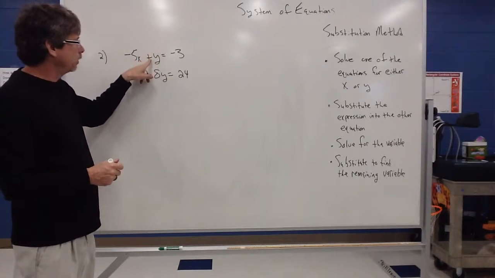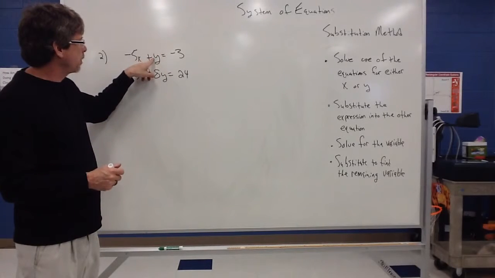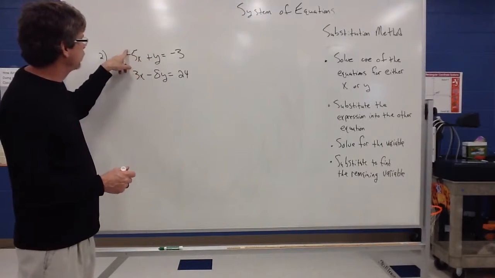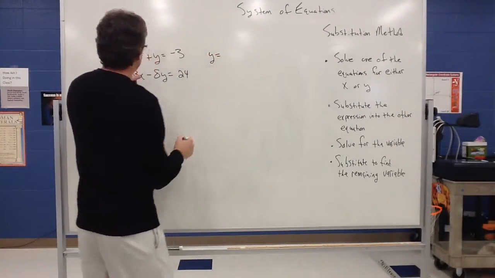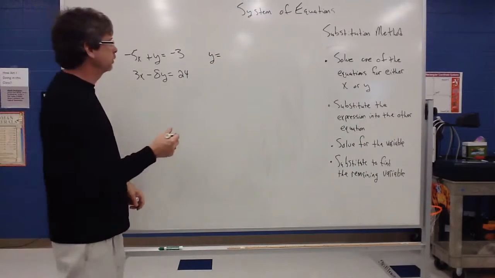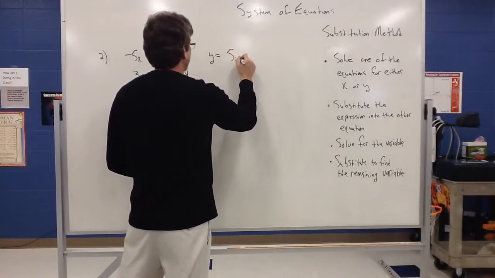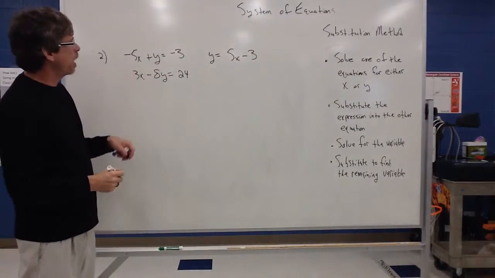Notice how that y does not have a coefficient in front of it. That looks like the easiest thing to solve for, to get this y by itself, because all you have to do is move this to the side. So what I'm picking up on then is y is equal to, and again, if the negative 5x moves to the other side, all it has to do is change signs. So you have y equals then 5x minus 3. So I now have this solved for y.